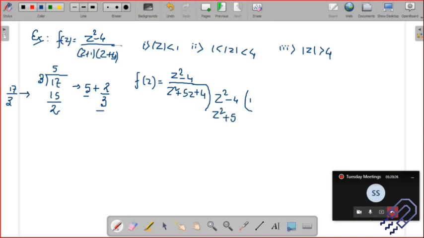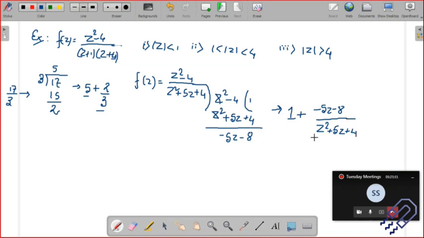This is a division of algebraic functions which you have done in classes 8, 9, 10. Subtract one from the other, the z square gets cancelled, minus 4 minus 4 becomes minus 8, so you get minus 5z minus 8. So using this technique, I can write this as the quotient 1 plus the remainder, minus 5z minus 8, divided by the term by which I divided it, that is z square plus 5z plus 4.